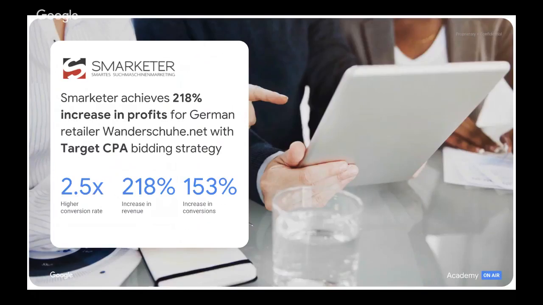Yep. Another example here would be Van der Schuwe, for example, who saw a 153% increase in their conversion volume using Target CPA. Well pronounced.